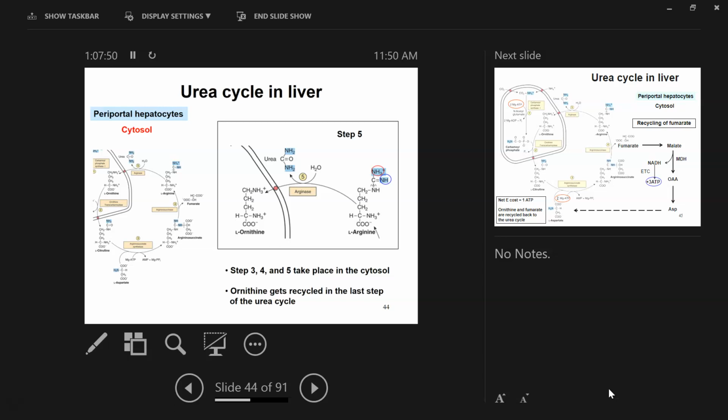We want to get rid of ammonia from the nitrogen metabolism of amino acids. And the second ammonium, or amino group, is from which amino acid? Aspartate, right, in the cytosol. Because urea has two ammonium groups, one is from the deamination of amino acids, and the second amino group is from aspartate.